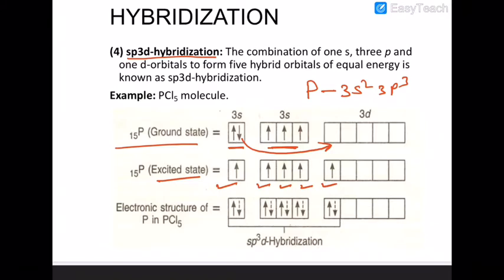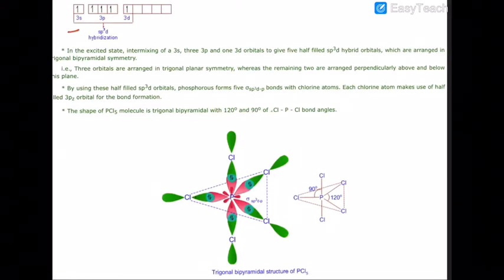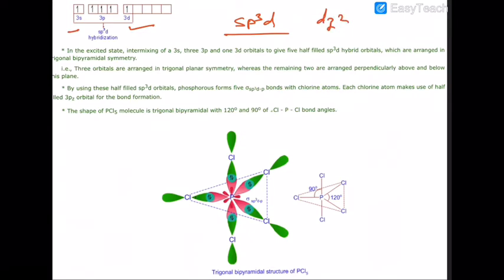These orbitals overlap with the p orbital of chlorine to form 5 bonds. Out of 5 bonds, 3 bonds will be equatorial and 2 bonds will be axial. How is it formed? These are 5 orbitals, so it will give you sp3d geometry. Now in this case, what we observe is that the d orbital used is dz square. So intermixing of 3s, 3p, and 1d gives you trigonal bipyramidal geometry.